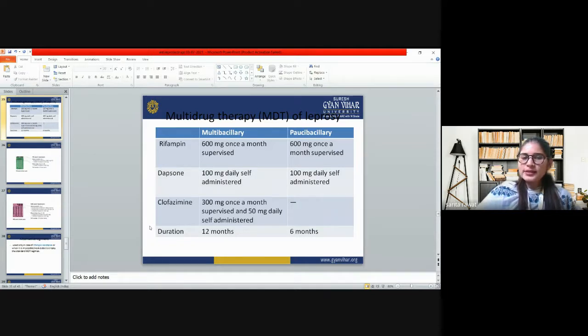Then the next drug is clofazimine. Clofazimine is used in multibacillary at 300 mg once a month, supervised, and 50 mg daily, self-administered. It is not used in paucibacillary. The duration of these drugs is 12 months for multibacillary and 6 months for paucibacillary.